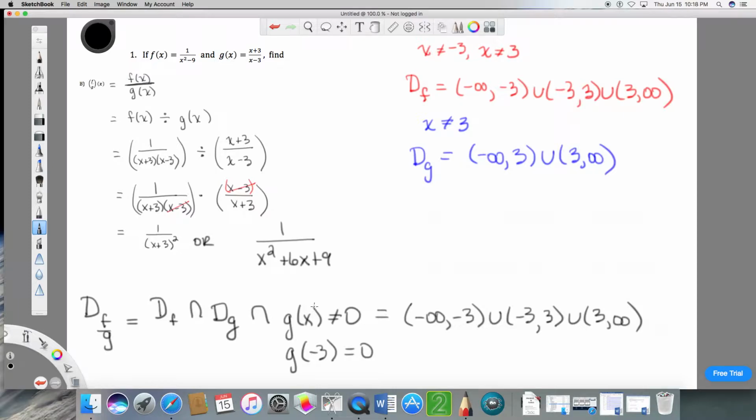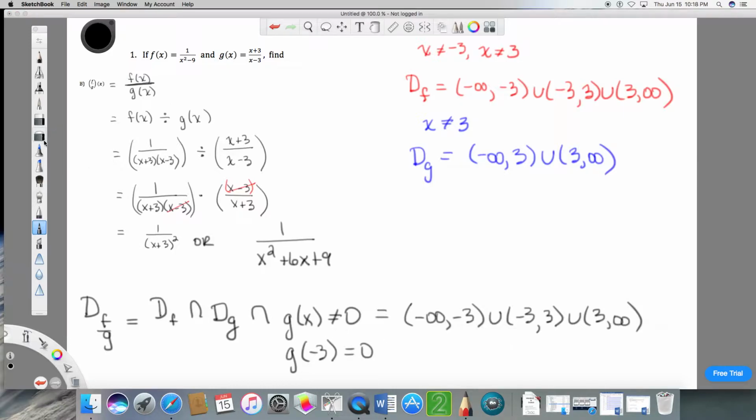So yes, it was possible that g of x, that this g could be 0, that the values that caused that to be 0 were already thrown out of the domain because of the domain of f. So anyway, there's our domain for part B.